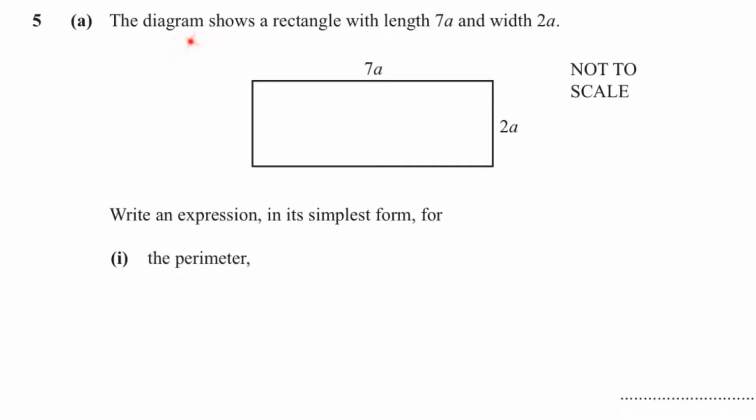In 5a, the diagram shows a rectangle with length 7a and width 2a. Write an expression in its simplest form for the perimeter. Perimeter means that we have to add the lengths of all the sides. It's a rectangle, therefore if this side is 7a, even this will be 7a. And if this is 2a, the opposite side will be 2a. So we can write it as 7a plus 7a plus 2a plus 2a. And the total will be 18a.